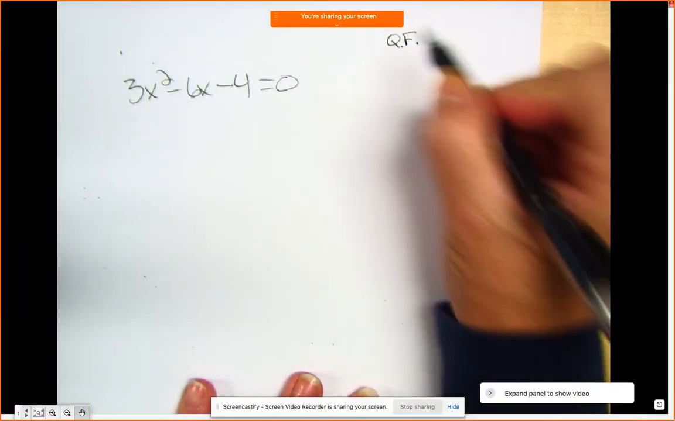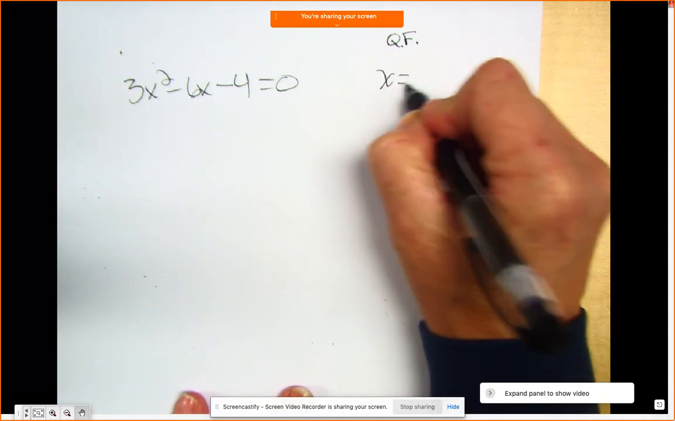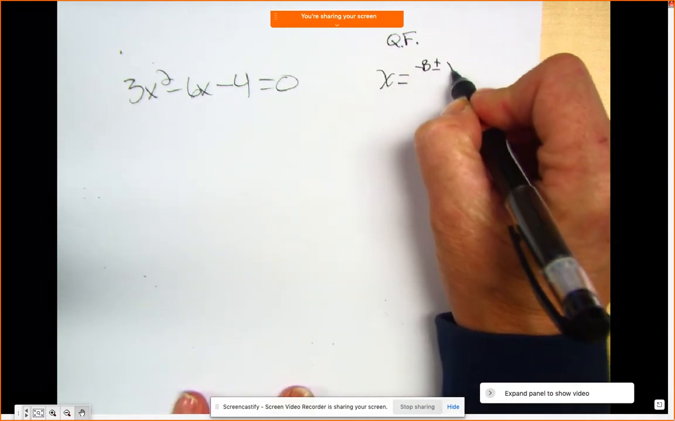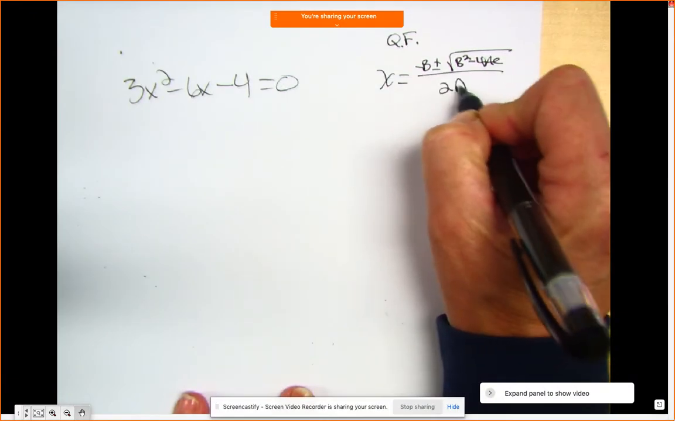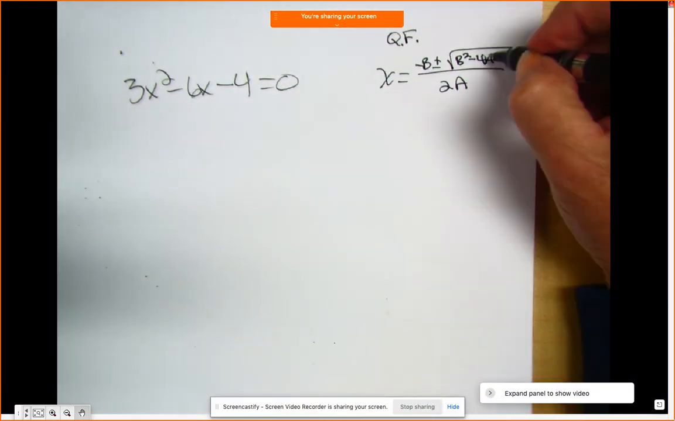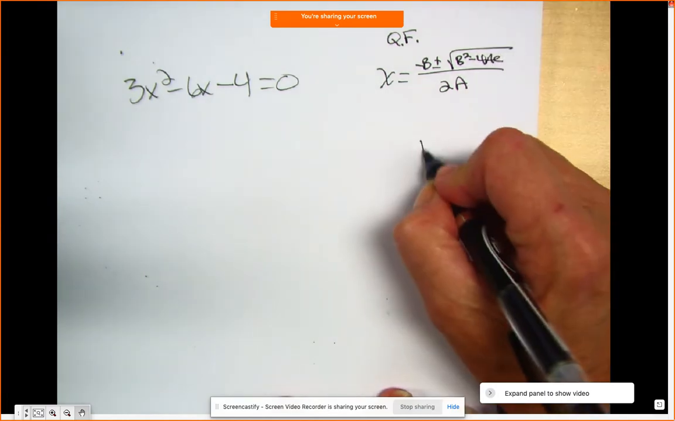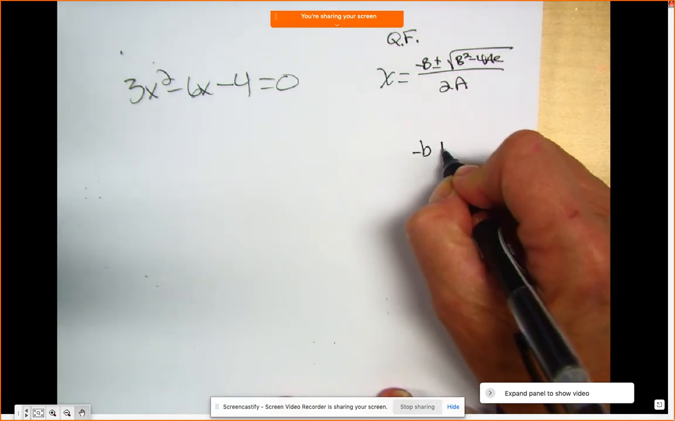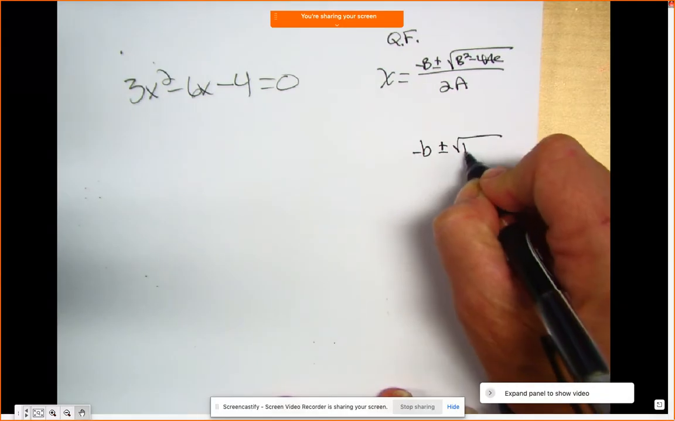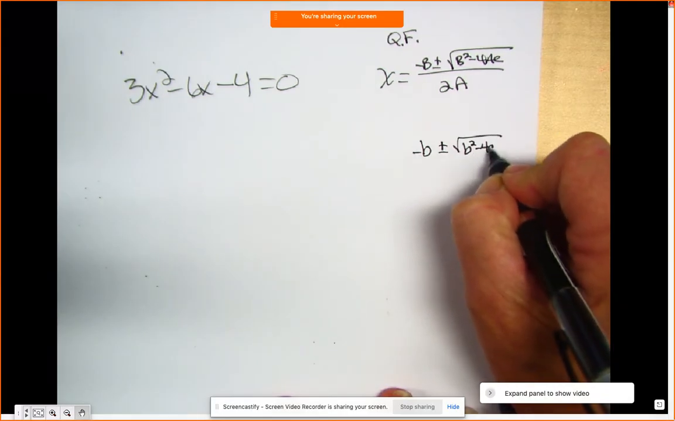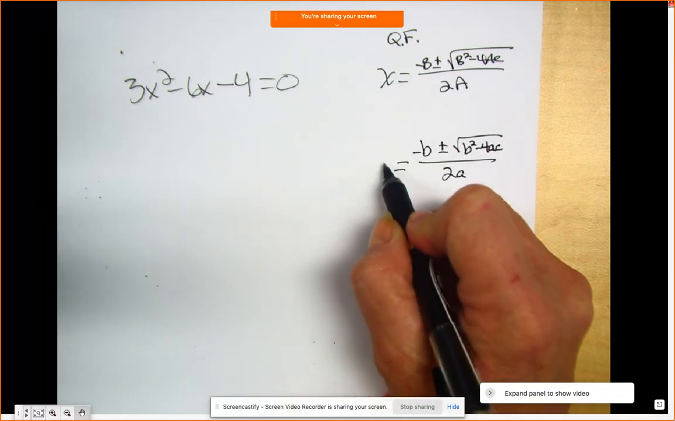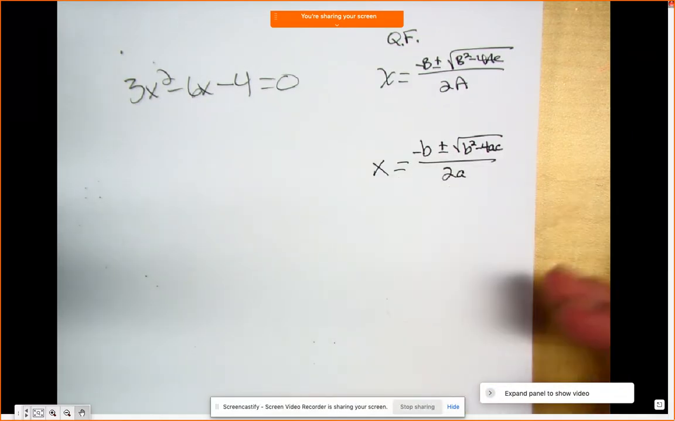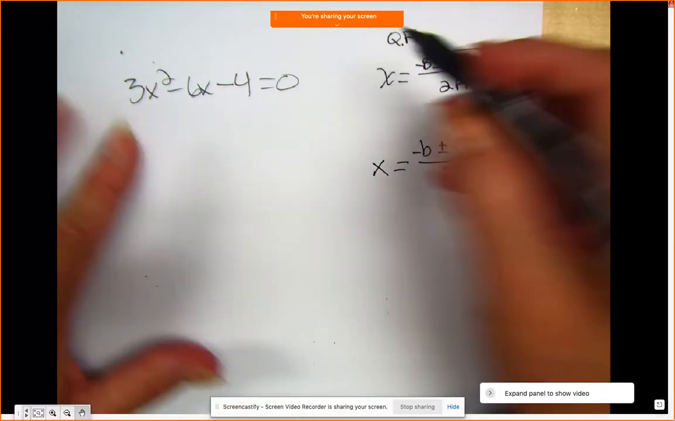QF, quadratic formula. X equals opposite of b plus or minus square root of b squared minus 4ac divided by 2a. Okay, I'm writing it with capital letters because in every book that you will ever see in math, they'll use little letters, and my little letters start to look like numbers. But technically, that's what it should be. So we're going to get two values here because we're going to do the plus and the minus.